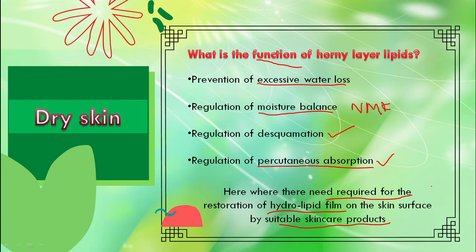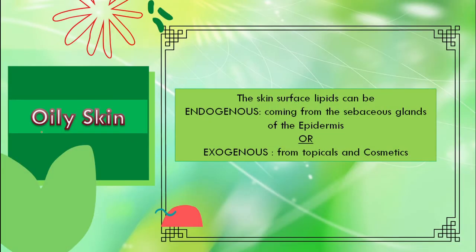Friends, this is all about the dry skin. And now moving further, now discussing the oily skin. There are many problems related to oily skin, like acne and pimples, which are commonly seen in the age of puberty because of the excessive secretion of sebum.